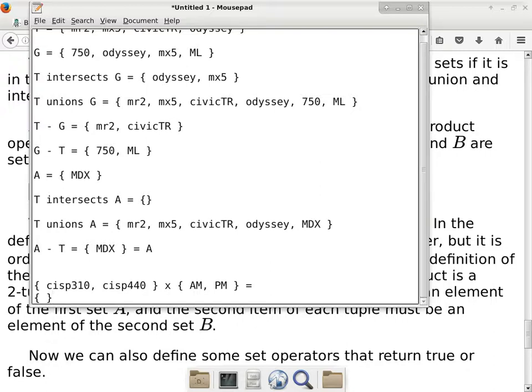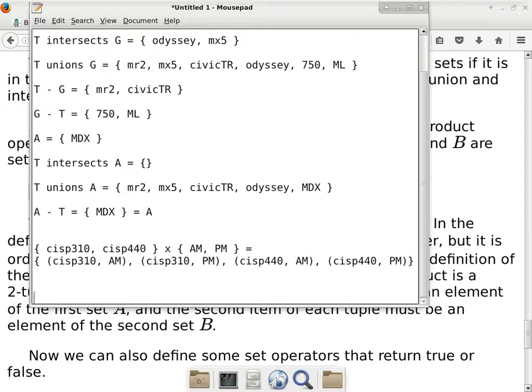4. It'll be 4, exactly. It'll be the number of elements in the first set times the number of elements in the second set. Okay. So what exactly are those 4 elements? Each one is a two-tuple. CISP310 offered in the morning, CISP310 offered in the evening, CISP440 offered in the morning, and CISP440 offered in the evening. That would become the Cartesian product of these two particular sets.